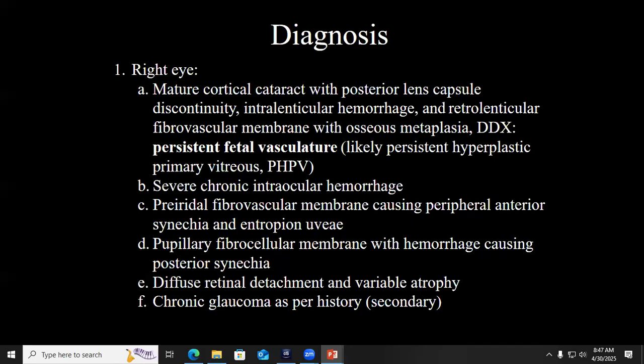So classic. Yes. So again, a conglomeration of lesions, the lens capsule in continuity with that plaque there of vessels and collagen, intralenticular hemorrhage, consistent with persistent fetal vasculature, and the severe intraocular hemorrhage and synechiation leading to secondary glaucoma.